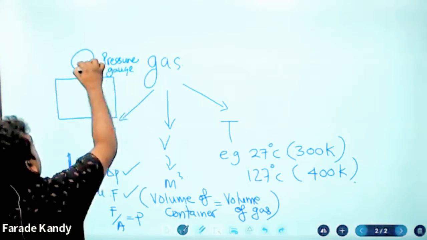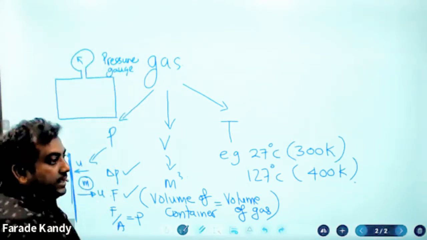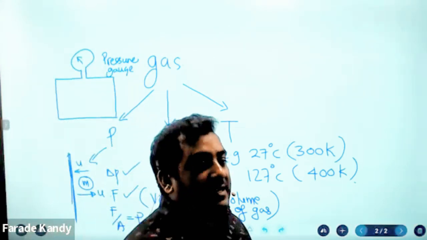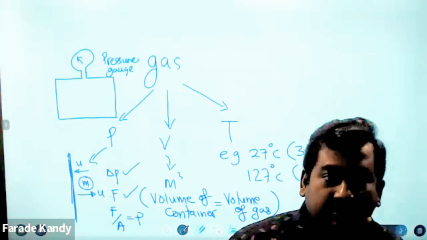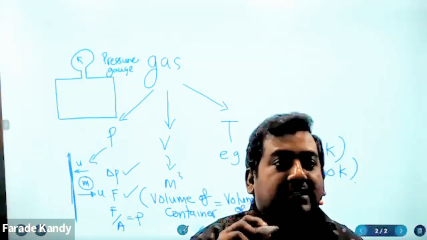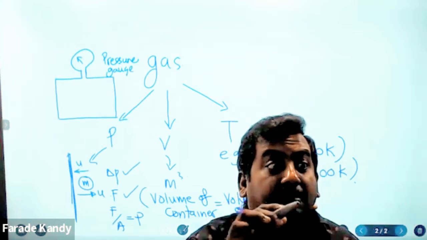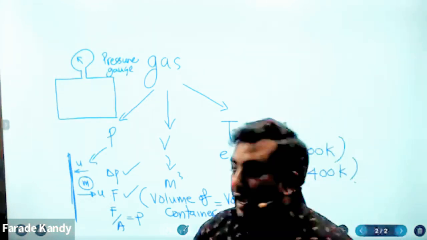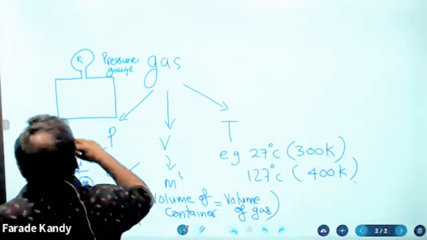Pressure gauge. A pressure gauge will always measure what? Gauge pressure. What is gauge pressure? Gauge pressure is the total pressure without atmospheric pressure. I hope you remember this one, the fluids.